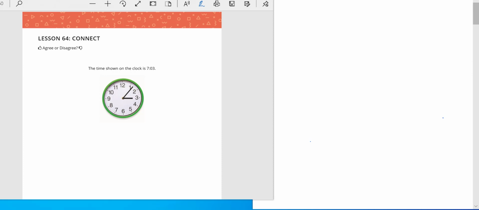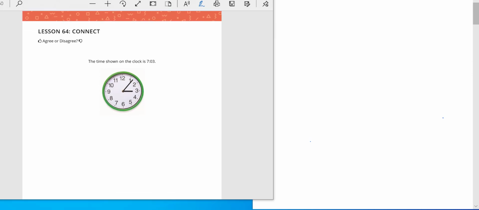But before starting lesson 64, we have some revision about telling time. We have two clocks, analog and digital clocks. But here we have an analog clock, and he asked me agree or disagree. The time shown on the clock is 7 and 3 minutes.